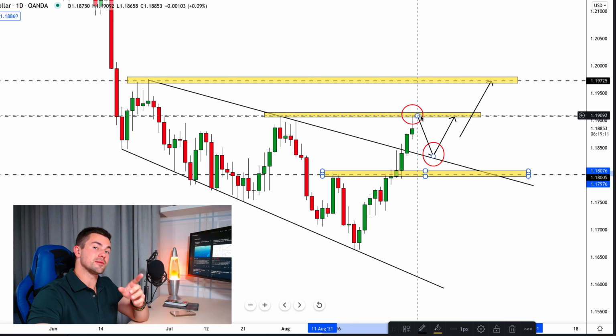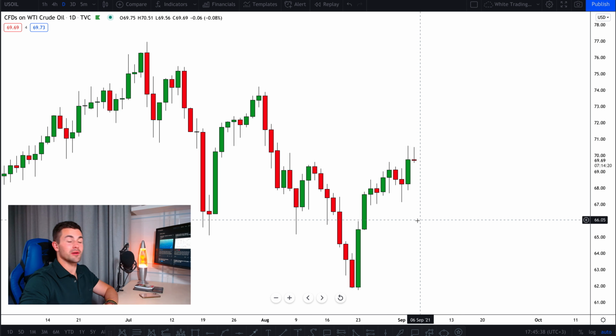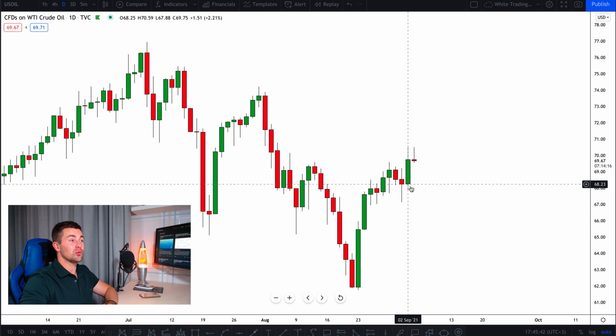And now let's discuss oil. If you follow me for quite a while, you know that I am very bearish on oil, and this week I actually shorted the market, and this time I was stopped out. I admit that here I took a short trade, and with the strong bullish candle I was stopped out.